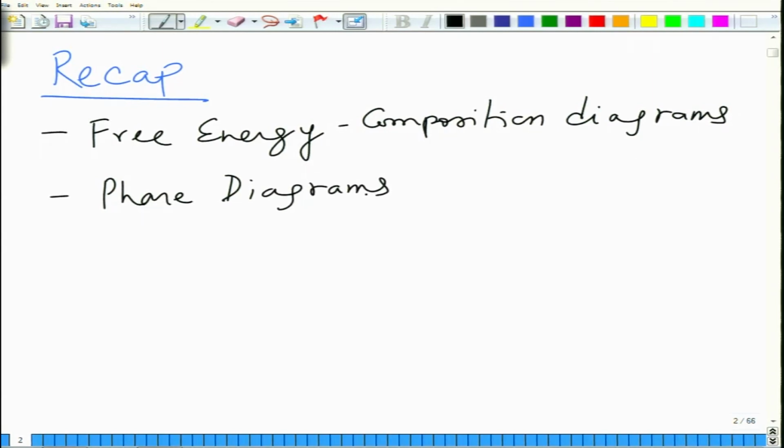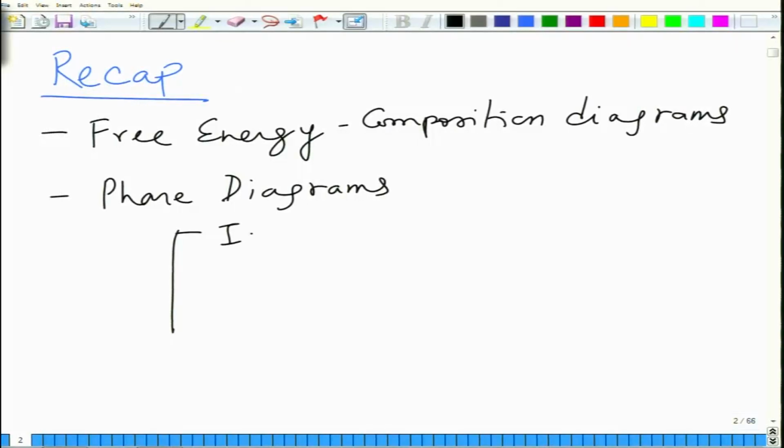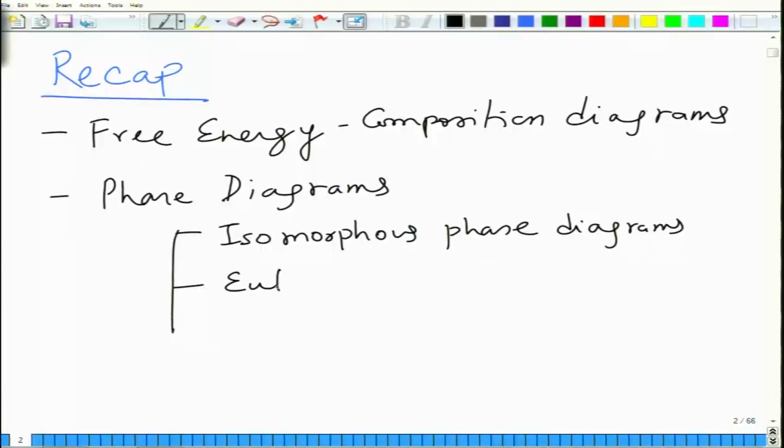And depending upon the type of system that you have, whether you have complete miscibility of A and B in each other, or they are partially miscible, or they have immiscibility and so on, you can have an isomorphous phase diagram. Isomorphous phase diagrams were the ones where A and B were completely miscible in each other in both liquid and solid states, which basically meant that delta H of mixing was very low and A and B liked each other's company. And then we had the case of the eutectic phase diagram.